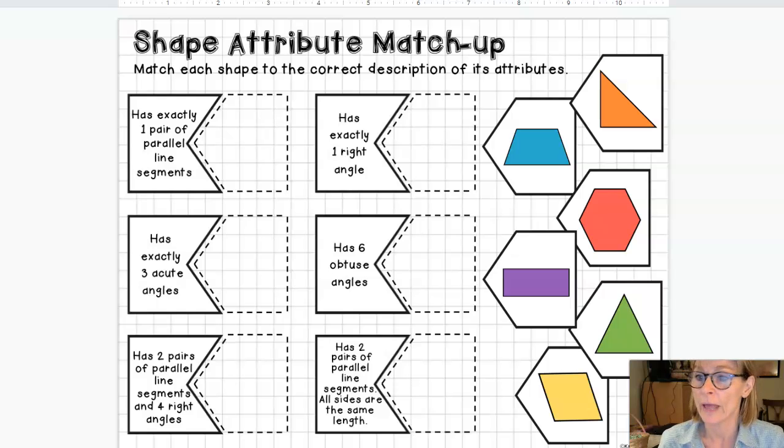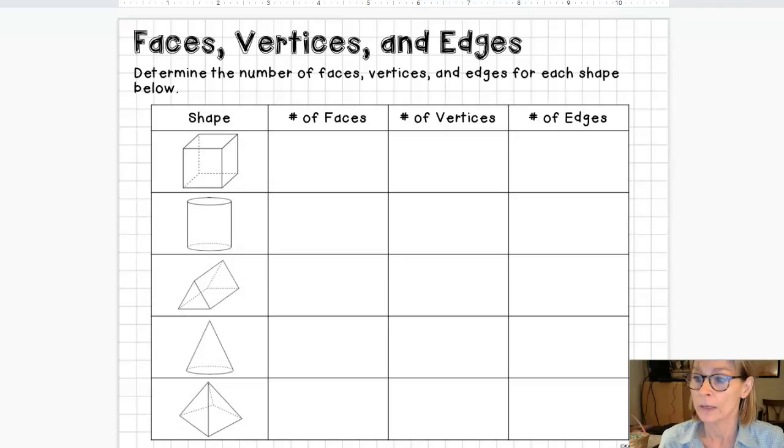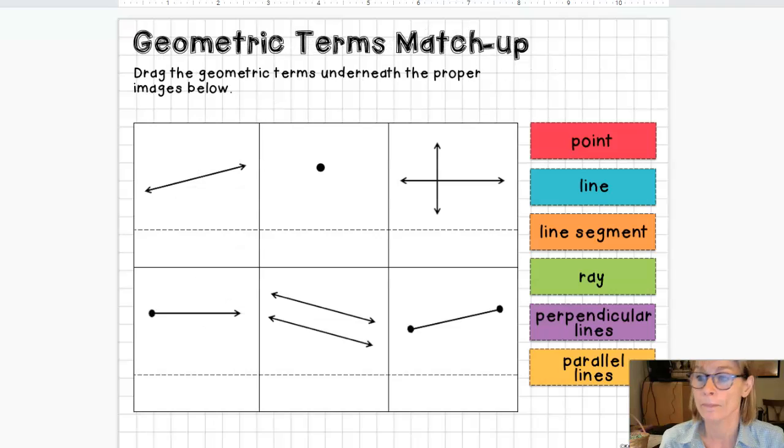This is just an attribute matchup, something you've been working on all week. This is looking at the sides, vertices, and angles of each of these two-dimensional figures, and then again of three-dimensional figures, and you're just going to type the number in those.